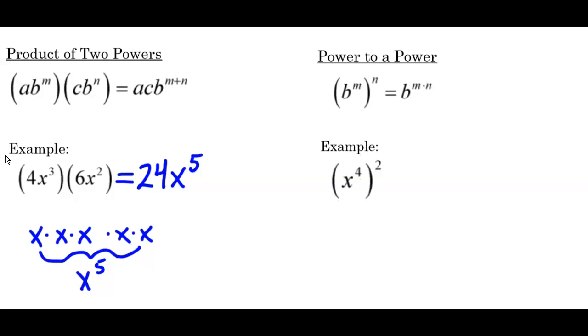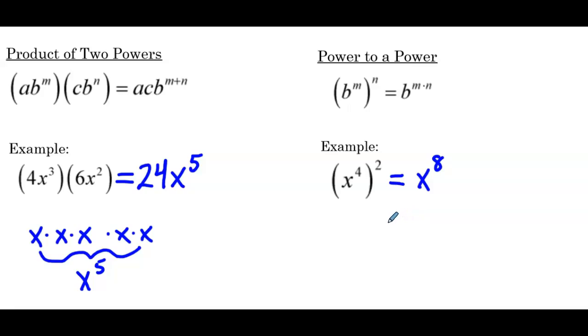Our next rule, power to a power. b to the m raised to the n is going to give us b to the m times n. What does that mean? If we raise a variable with an exponent to another exponent, we multiply the exponents together. So m times n. In our example, we have x to the fourth, and that whole quantity is being squared. So 4 times 2 gives us x to the eighth.